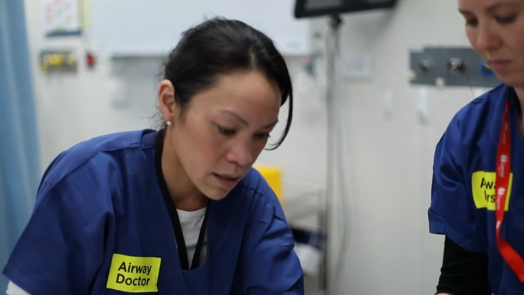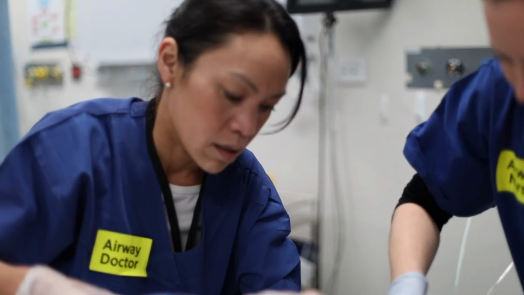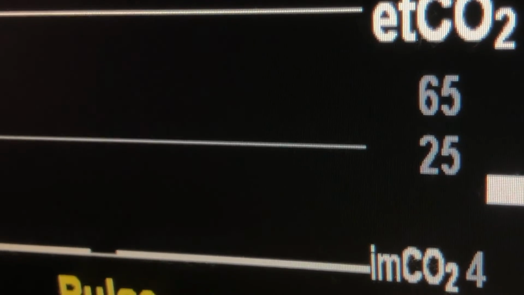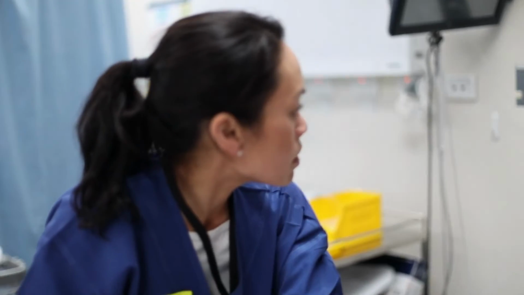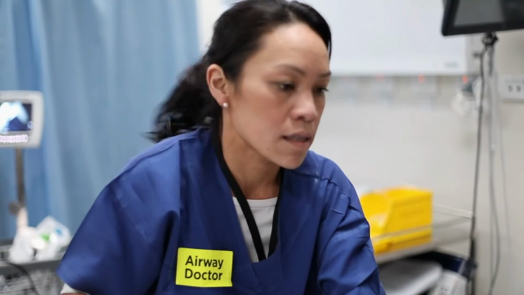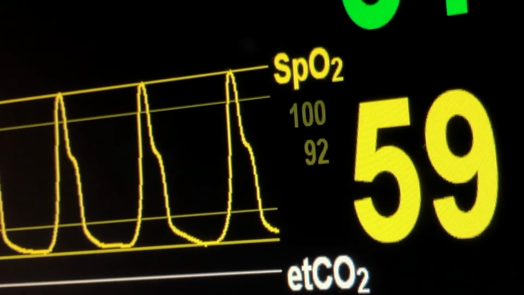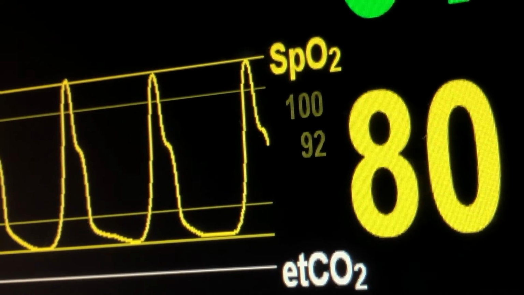Okay. Up. Pops up. Right. And tighter. And tidal CO2's up. It's about to come up. Looking good. Saturations are coming up. Nice work. We got there in the end.